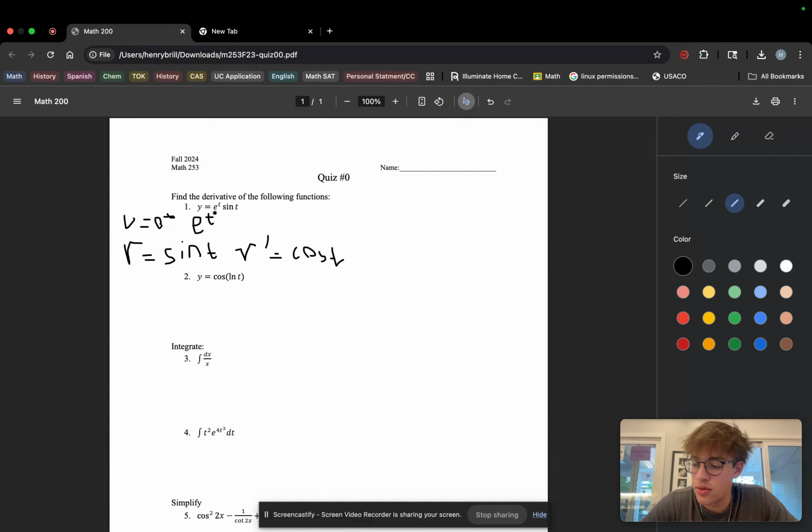All right, so 1 prime 2 plus 2 prime 1: e to the t, and then normal 2 is sine t. And then plus 2 prime, which is cosine t, and then normal 1, which is e to the t. So yeah, that is y prime.